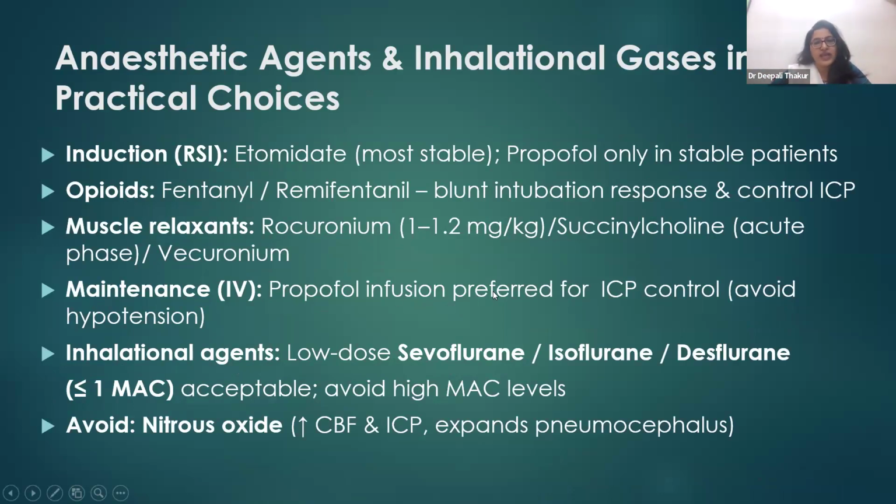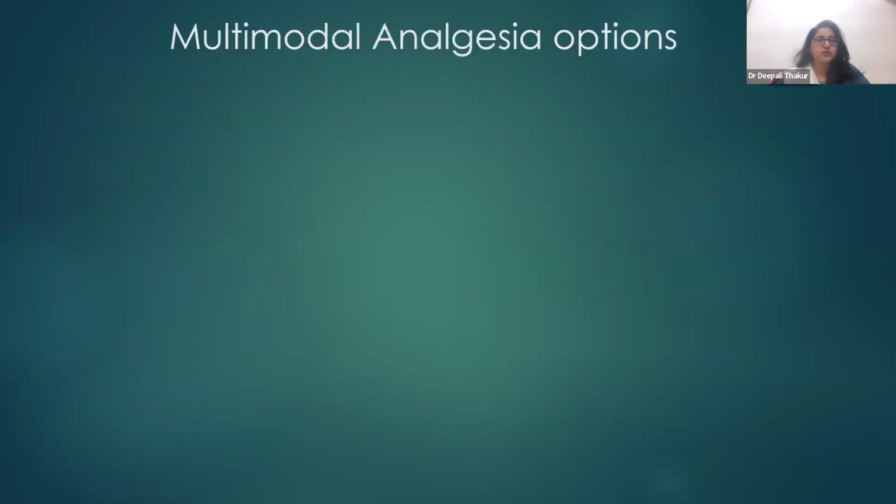Maintenance, propofol infusion can be preferred. It gives very good ICP control. And inhalational agents in lower doses, less than 1 MAC, sevoflurane over isoflurane, desflurane are acceptable, but avoid higher MAC levels because it leads to cerebral vasodilatation. Nitrous oxide usually we avoid because it has a risk of increasing cerebral blood flow and ICP. And especially in patients with pneumocephalus, pneumothorax, it is absolutely contraindicated.